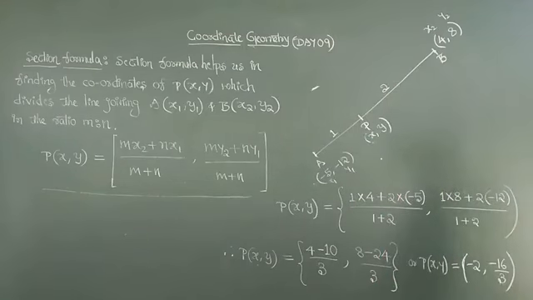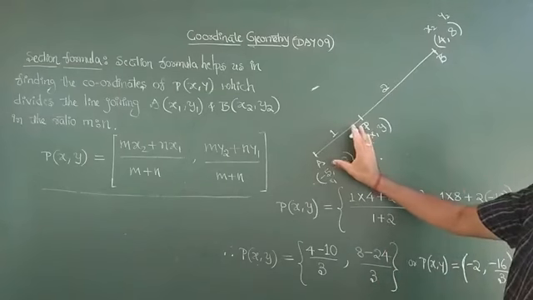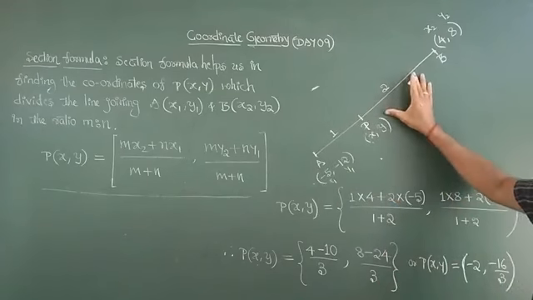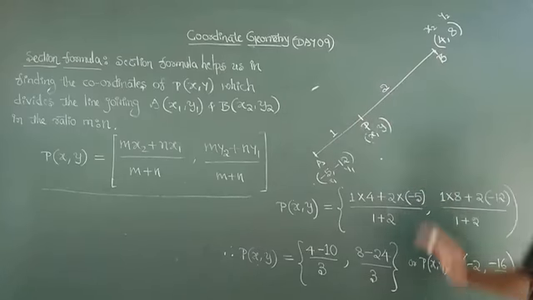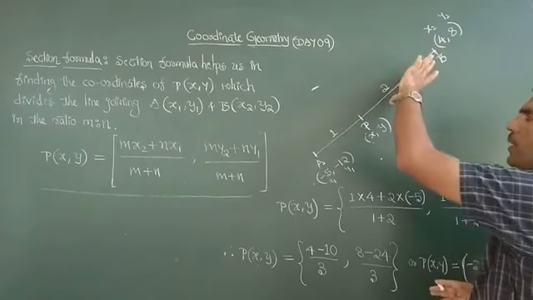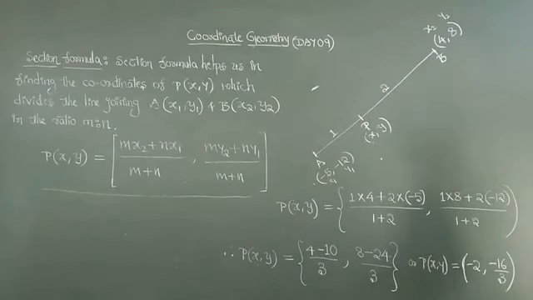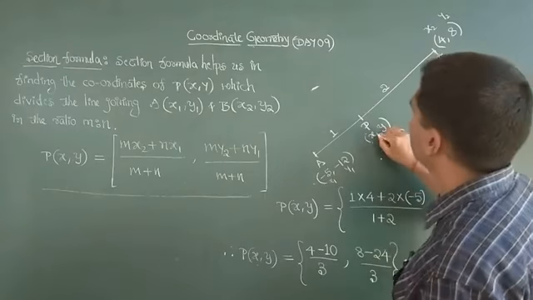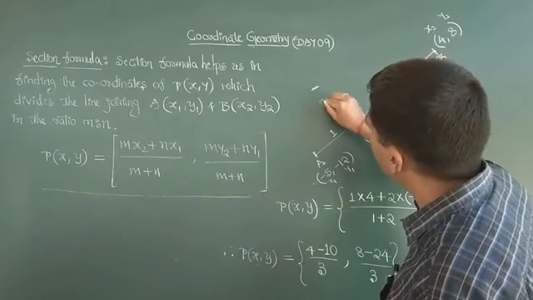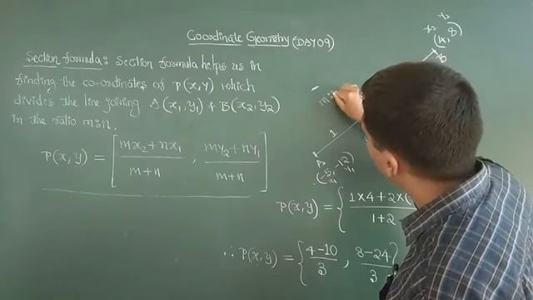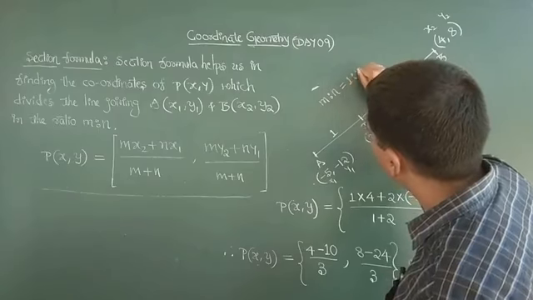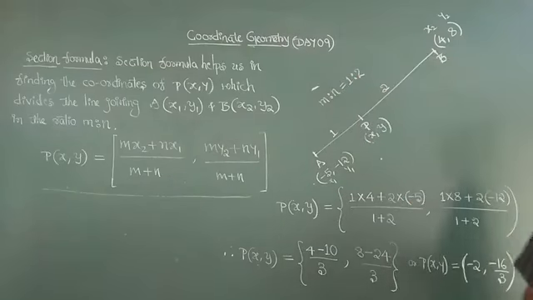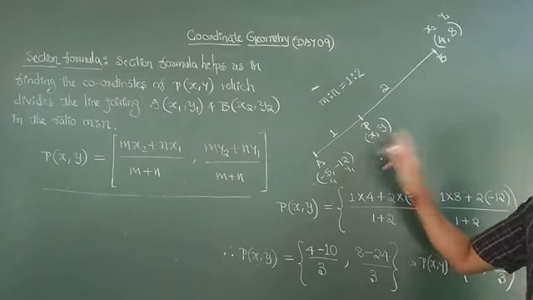What does it mean, 1:2? Length of AP is half of length of PB, or length of PB is twice the length of AP. That is 1:2. If AP is 5 cm, PB becomes 10. So now the ratio in which P divides AB is 1:2. So I write m:n equal to 1:2. Now what is my question? I am trying to find the coordinates of P(x, y).